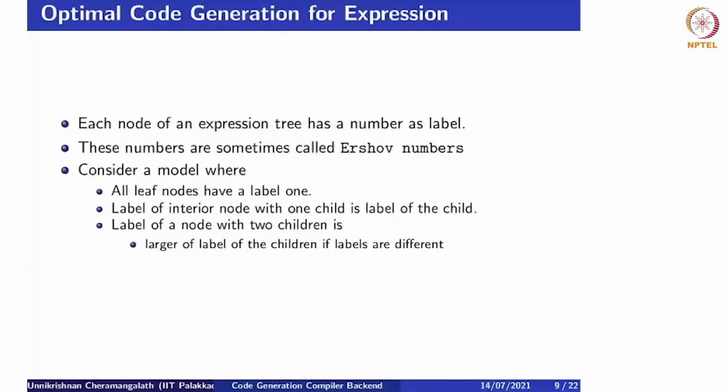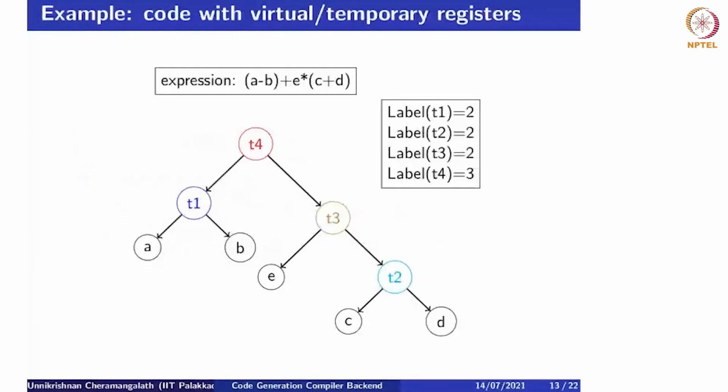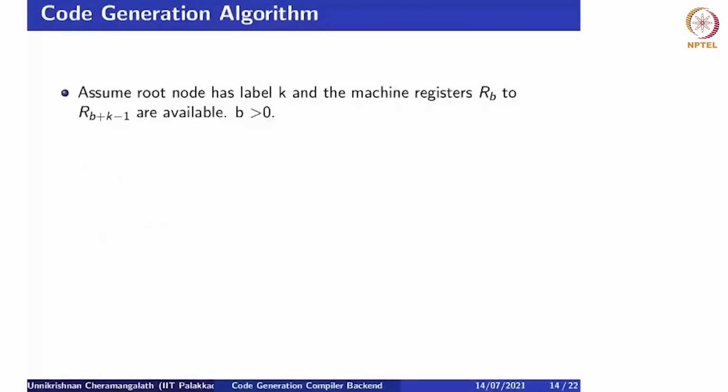So now, what is the code generation algorithm? Assume the root node has label k, and the machine registers RB to RB plus k minus 1 are available. B is a number greater than 0, from 1 to n, that will be different for each node. Initially you have registers from R1 to Rn. Each node has a label and machine registers RB to RB plus k minus 1 available for that node.